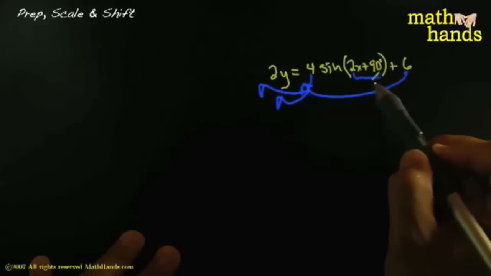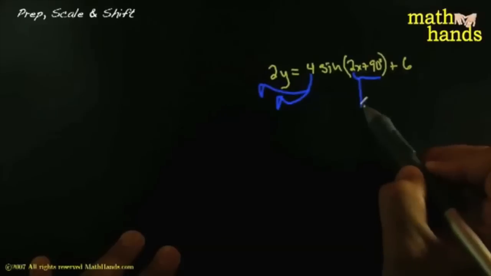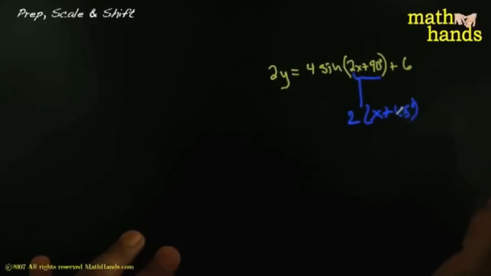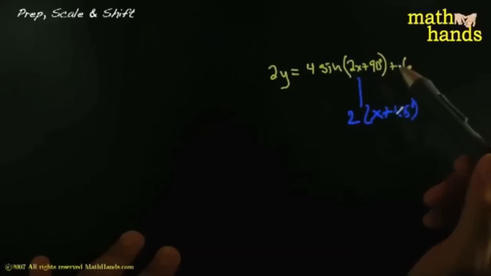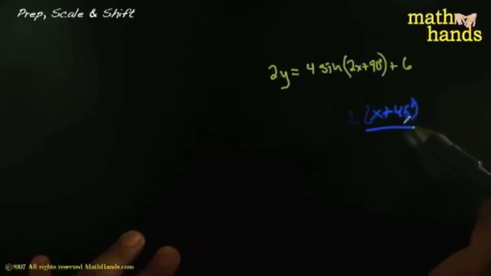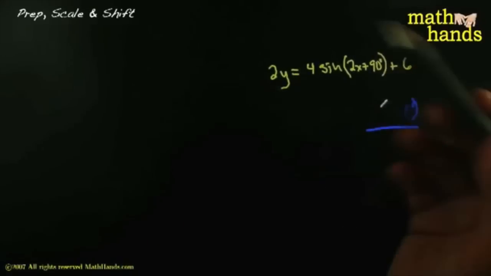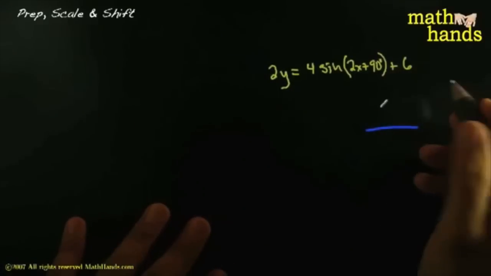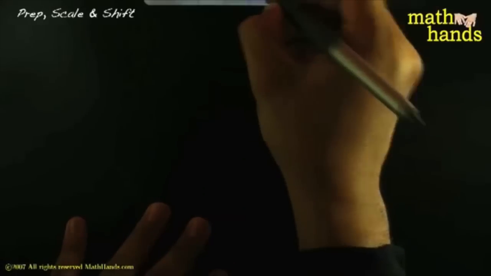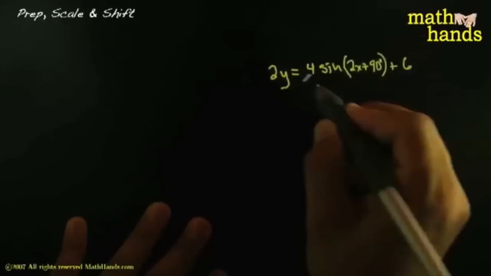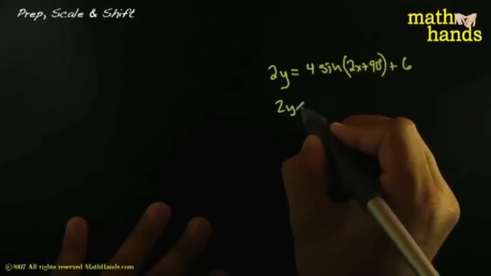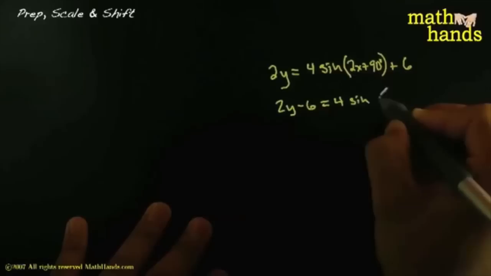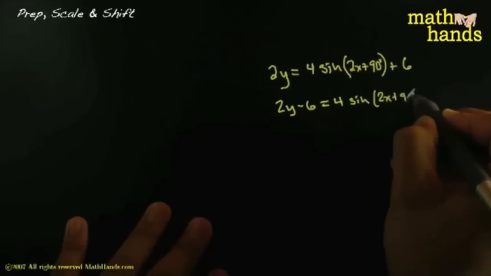And here, if we want to do the shift last, we will factor out the 2, so that's 2 times x plus 45 degrees. That's a working strategy. Remember, this was to do shift last, and we'll just continue to do shift last, even though you can do both ways, depending on how you write it. So let's do it. Talk is cheap. First of all, I move the 6 over there. That gives me 2y minus 6 is equal to 4 sine of 2x plus 90 degrees.